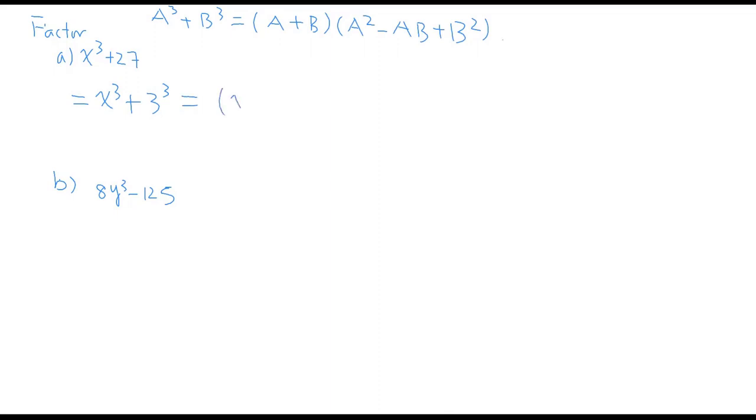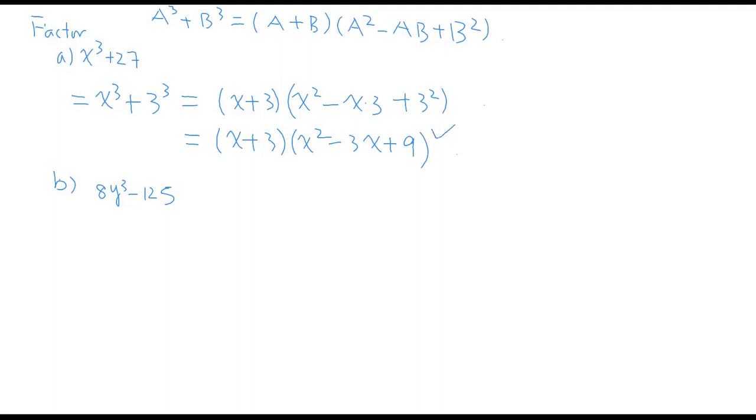So you have a plus b, that is x plus 3. Then a squared, so we have x squared, minus a times b, x times 3, then plus 3 squared. Of course, it's better to rewrite the second factor: this is x squared minus 3x plus 9. And you can check the second factor is not factorable. So this is our answer.